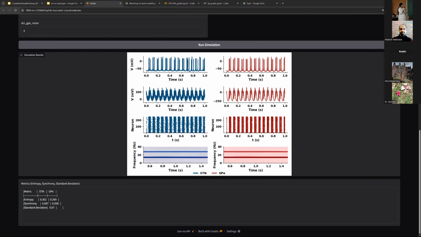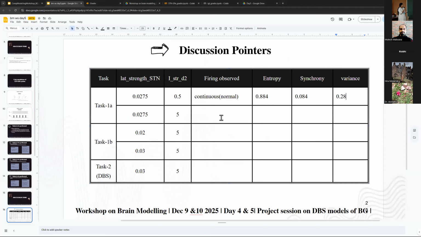Maybe then we will load up the parameters in your values in the PPT. I can dictate it, I click the picture of it. So it's bursting and you can write PD there. Yes. Entropy is 0.3. Synchrony is 0.69. And standard deviation is 0.07.